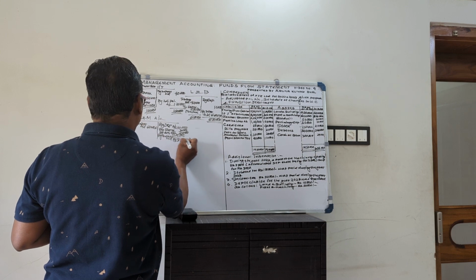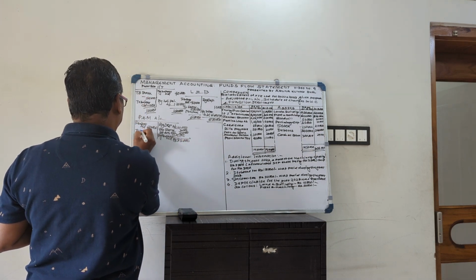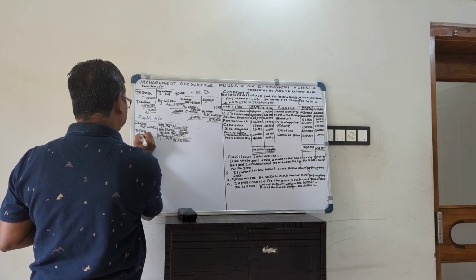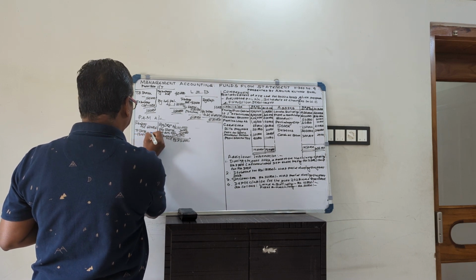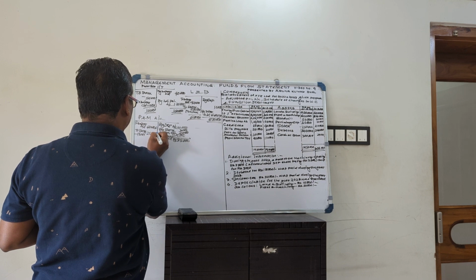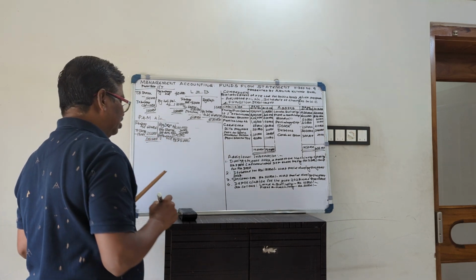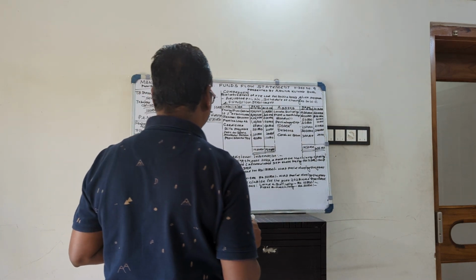Here credit total is 8,55,000, debit 6 lakh. So purchase of plant and machinery, the balance figure, to bank, is 2,55,000. That will show on the uses of funds on the fund flow statement.